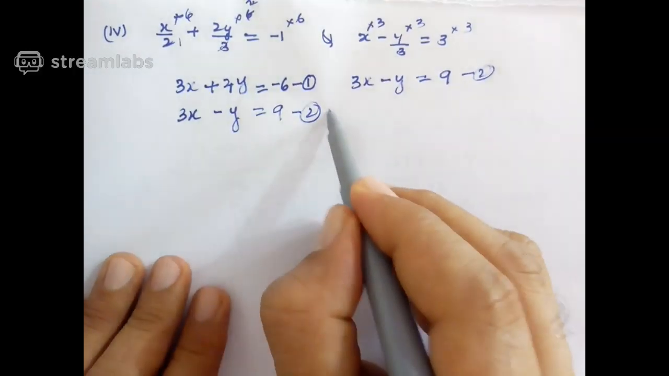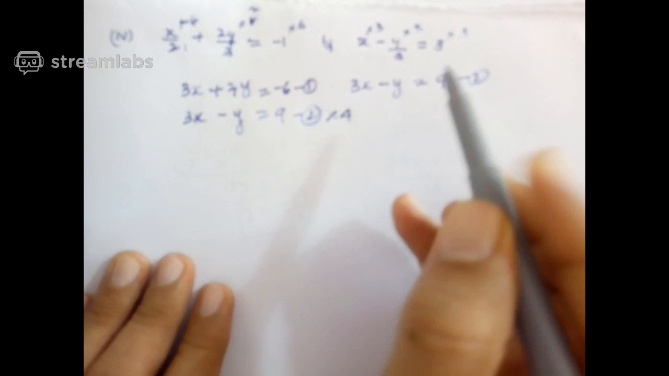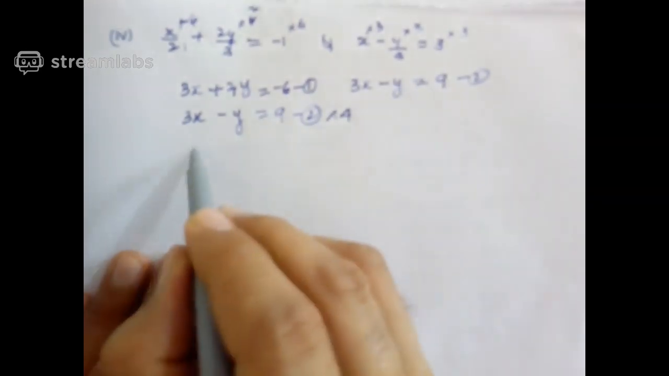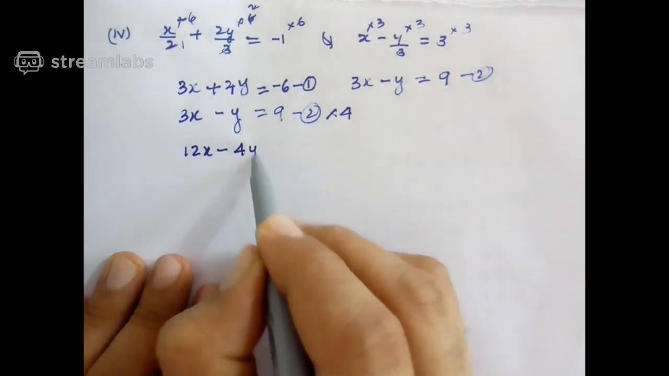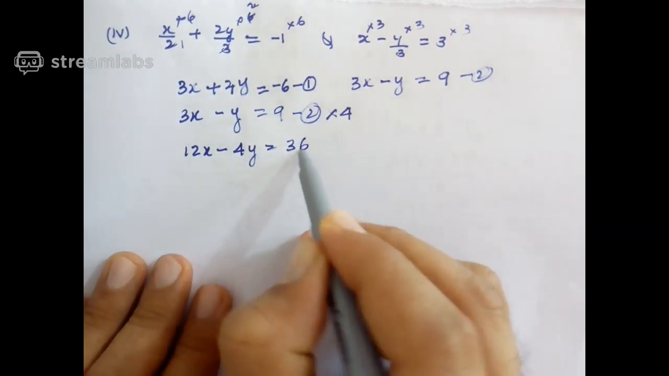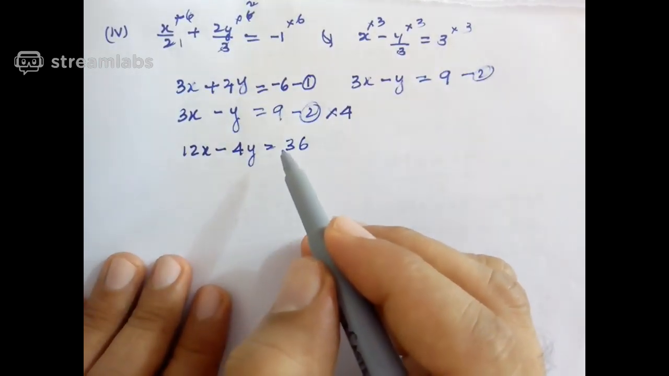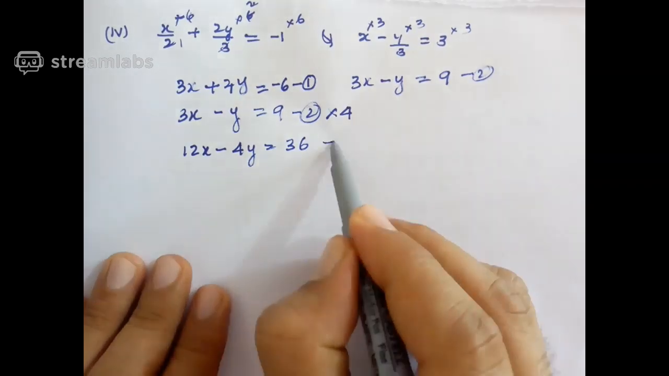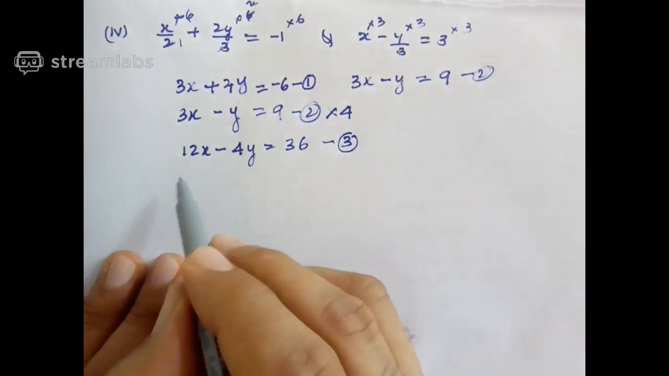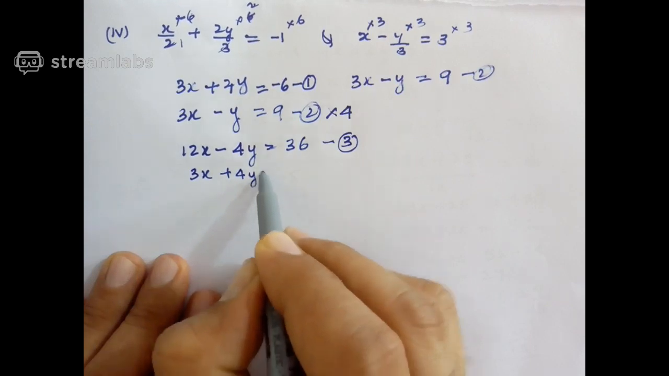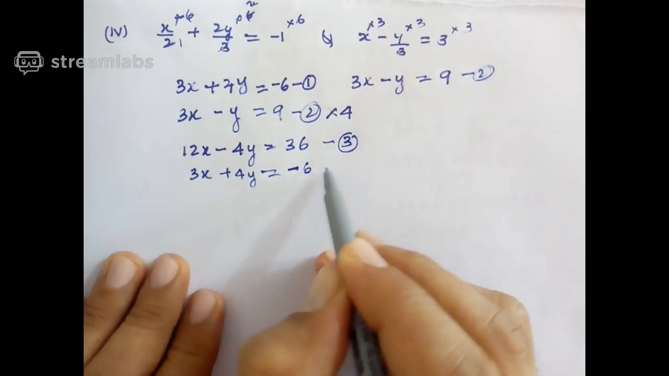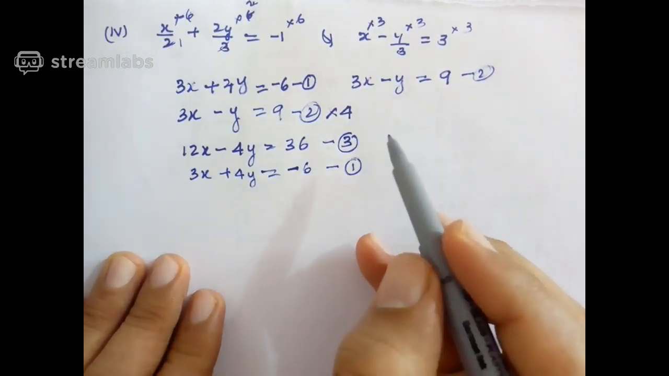To eliminate this, I have to multiply equation number 2 by 4, isn't it? That is 4 3s are 12x minus 4y is 4 9s are 36. That is equation number 3. Equation number 1 is what? 3x plus 4y is minus 6. It is equation number 1.